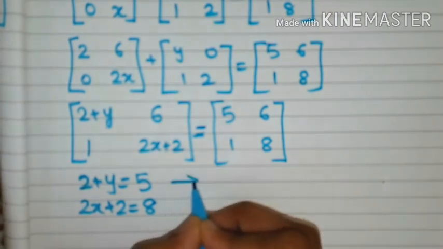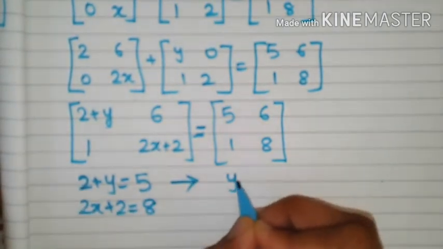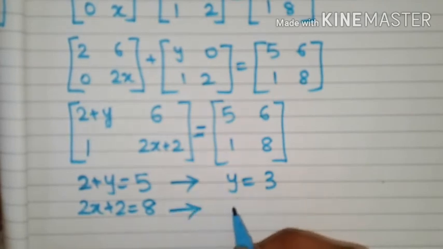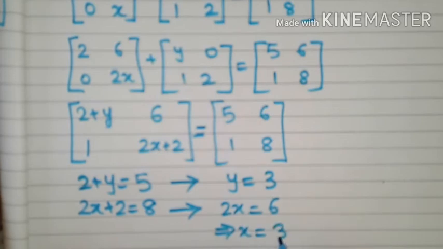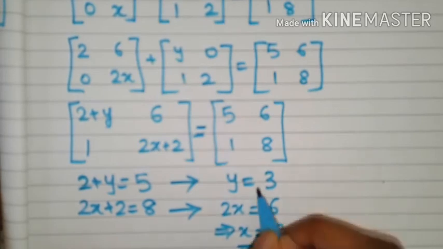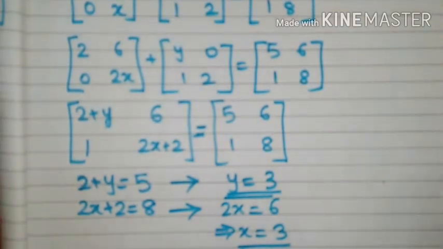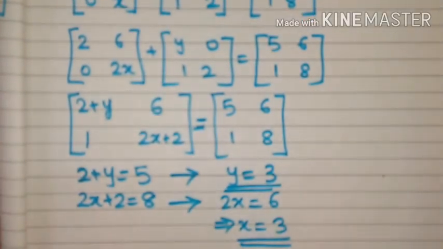So when you simplify this equation further, you will get y as 3, and this equation when you simplify further, friends, you will get 2x is equal to 6, which means x is equal to 3. So this is the value of x and y. x and y are normal numbers, not matrices. So this is how we solve this sum.